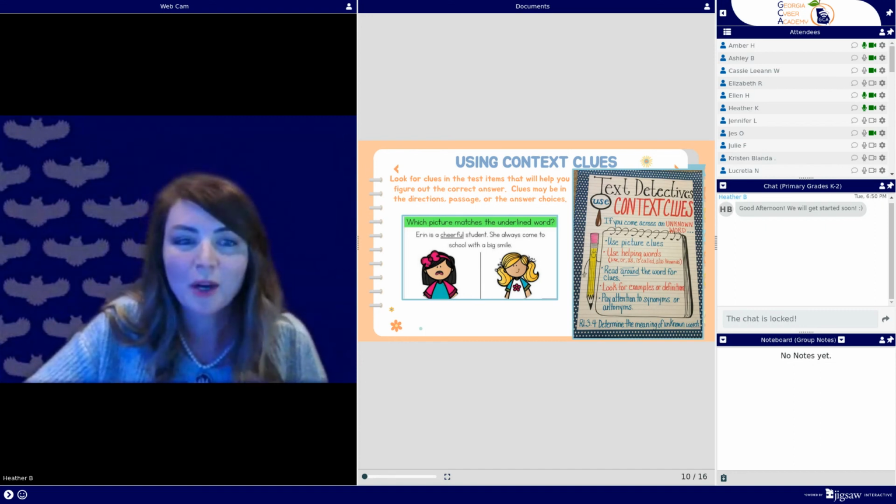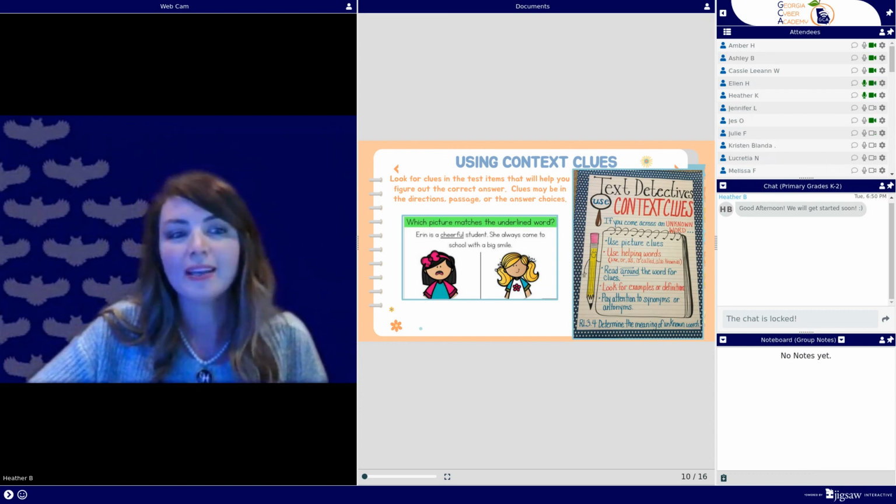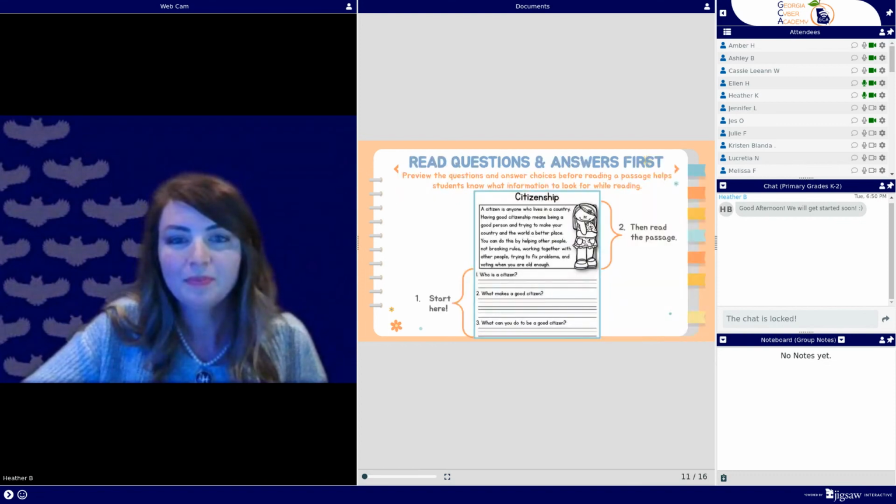I also encourage the think aloud strategy a lot. That's not on here as one of our slides, but I model a lot for my kids and for my daughter on the thinking process of how to use these strategies. So that's something that you can practice at home as well.